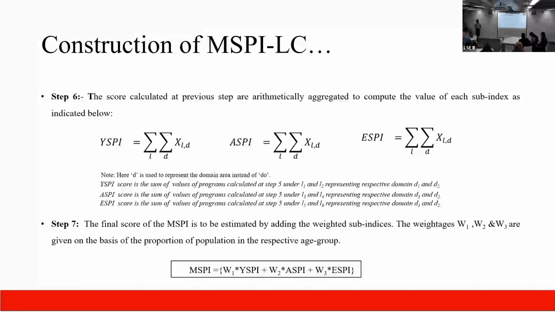And at step 6, we are again aggregating the entire number of schemes which represent the particular index. Every scheme of each of these sub-indices will be aggregated to arrive at the value of each sub-index, which at the last stage will be given the weightage of the population of the respective age group. For example, if the young population is 30% of the overall population, then the weightage of the young social protection index will be 30%. Accordingly, the weightage will be assigned to each of these sub-indices. And finally, the summation of all this will give us the final score. So this is how we'll be arriving at the final score of this multidimensional social protection index.